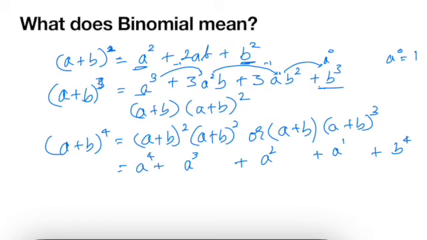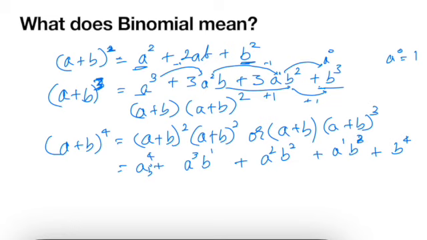What about b? If we observe here, the power of b increases by 1 until it becomes b to the power 3 for a plus b whole to the power 3. In a plus b whole to the power 4, it starts from b to the power 0, becomes b to the power 1, b square, b cube, and finally b to the power 4.